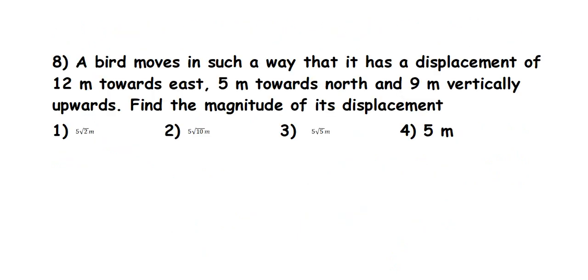Next one is, a bird moves in such a way that it has a displacement of 12 meters towards east, 5 meters towards north, and 9 meters vertically upwards. Find the magnitude of its displacement.